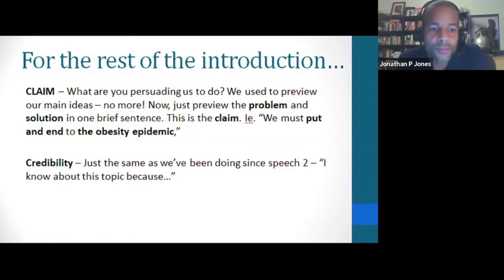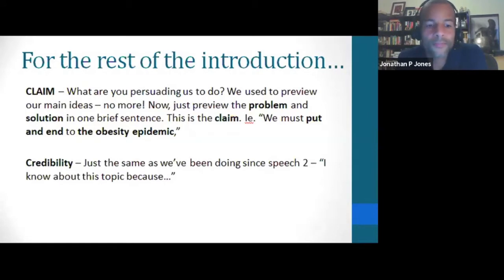We need to preview our main idea, or we used to preview our main ideas, but we're not doing that anymore. And now you're just telling us the problem and solution and put it in one brief sentence. So we must put an end to the obesity epidemic, okay? And we want to hear the problem and the solution. So the obesity epidemic is the problem, putting an end to it is the solution.